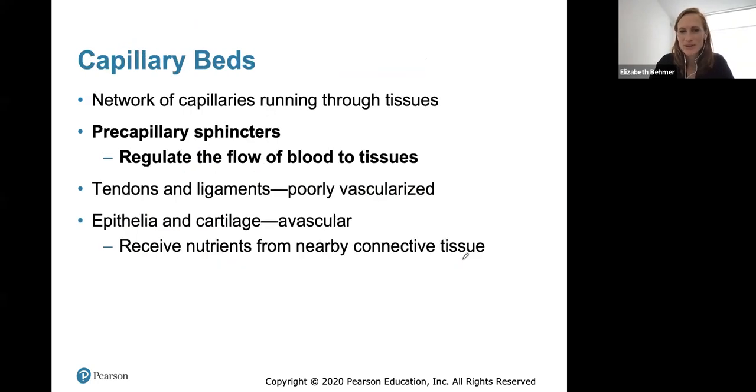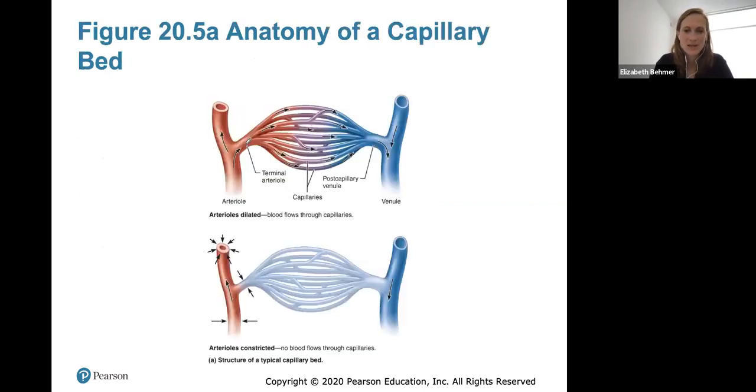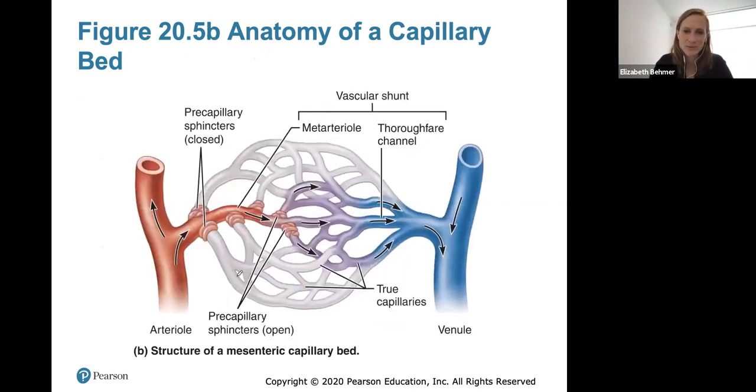Capillary beds are the network of capillaries running through tissues. Tendons and ligaments are poorly vascularized. Epithelial tissue and cartilage have no capillaries. And we have sphincters, which will regulate the flow of blood to the tissues through these capillaries. You can see these sphincters will contract to disallow blood from flowing through, and then they'll relax to allow blood to travel through.